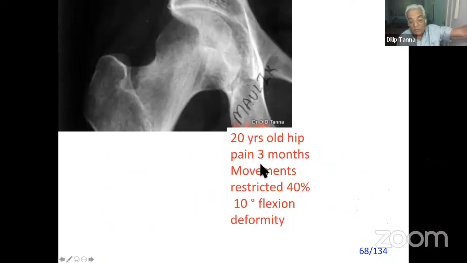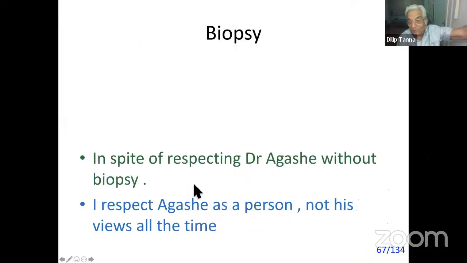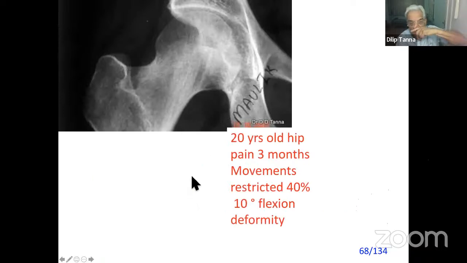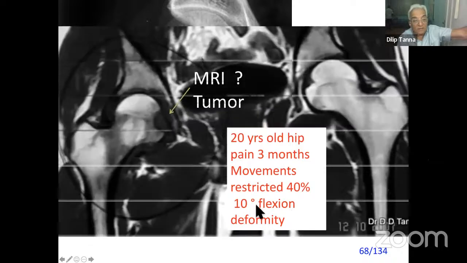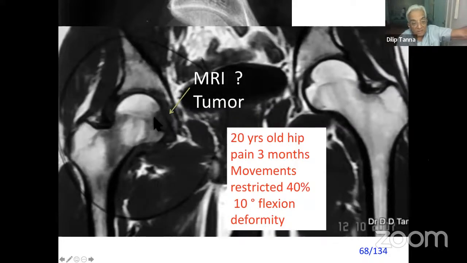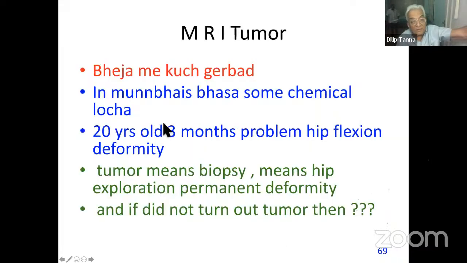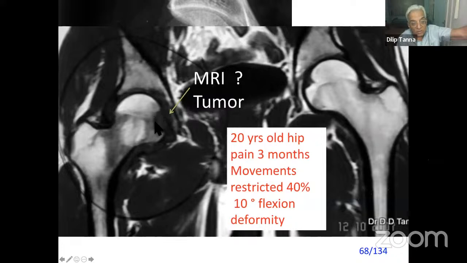Now here is a 20-year-old with hip pain. Why has Dr. Agashe's thing come up? Because he was one of the faculty in this meeting which I spoke about. Now here is the patient, 20-year-old, hip pain, 3 months. Movements restricted 40%, 10-degree flexion deformity. And here is the MRI. This shows tumor. And this was considered as a tumor. MRI shows query tumor. This is how it was reported.